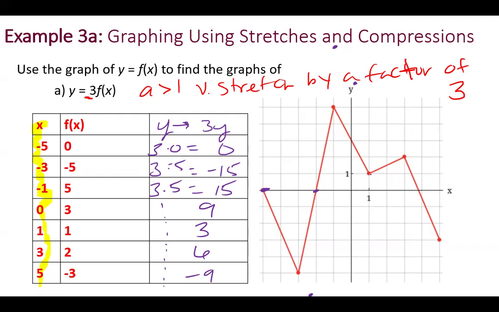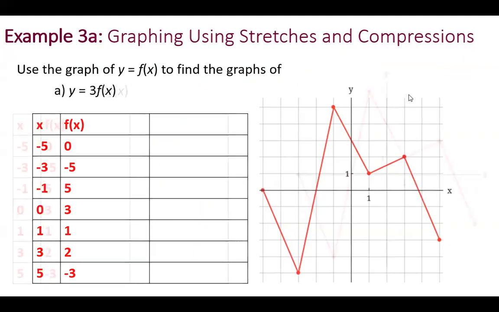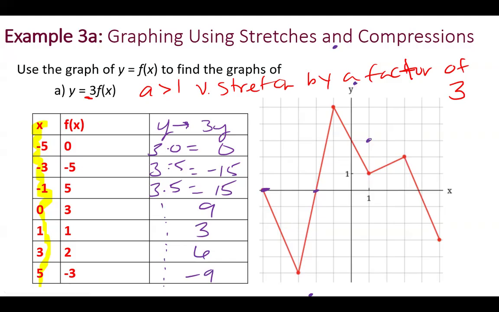Here, we're at 1, 1. 1 times 3 is 3. Here, we're at 3, 2. 2 times 3 is 6. So we're going to be just a little bit right here. Are you seeing it from the table and the graph or no? And then here we're at -3, and again, that would be -9. So somewhere down there.